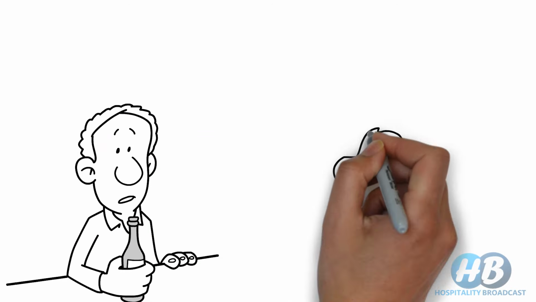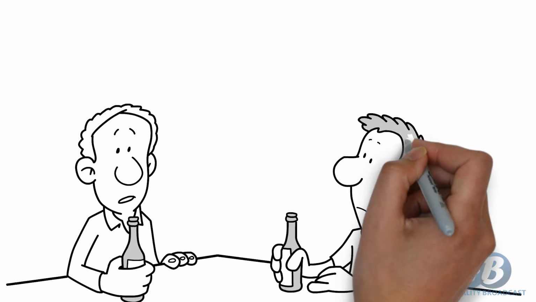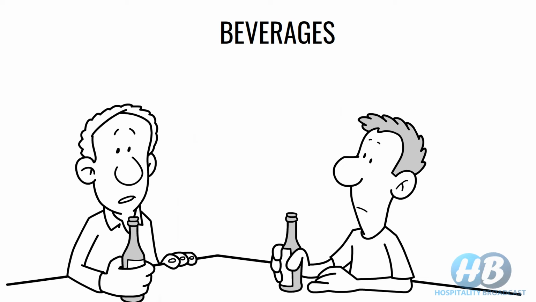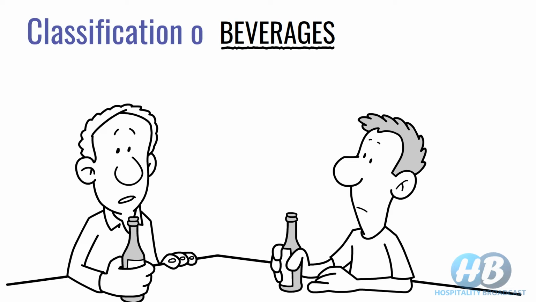Any liquid or drink made for human consumption is called beverage. The word beverage is used as a replacement of any kind of drink or potable liquid served in hotel, restaurant or any other F&B outlet. So in this video, we are going to talk about classification of beverages, their types and examples.